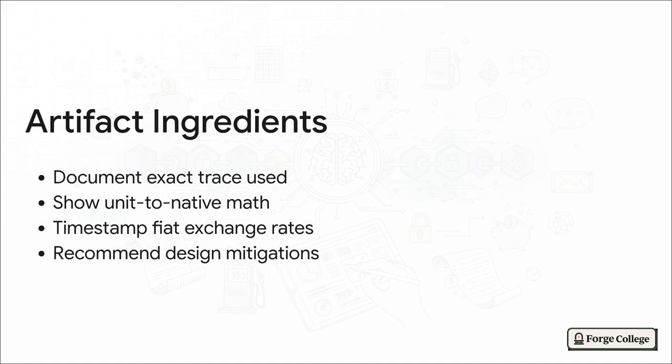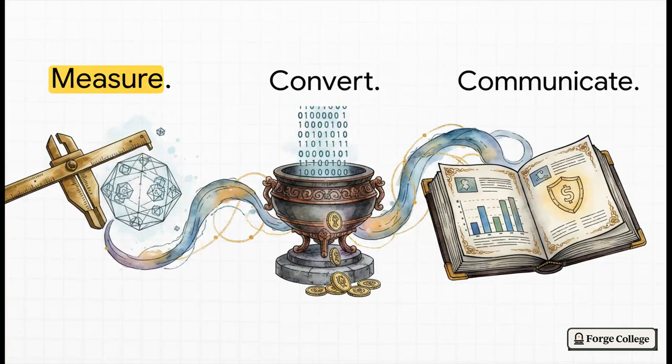And finally, recommend some design mitigations. If you see that storage is just too expensive, suggest an off-chain index and show them exactly how much money that saves. Let's anchor on our core mantra one last time. Measure, convert, communicate. Run your traces in a staged environment, do the native token math first, and present your findings with transparent ranges and layered mental models.